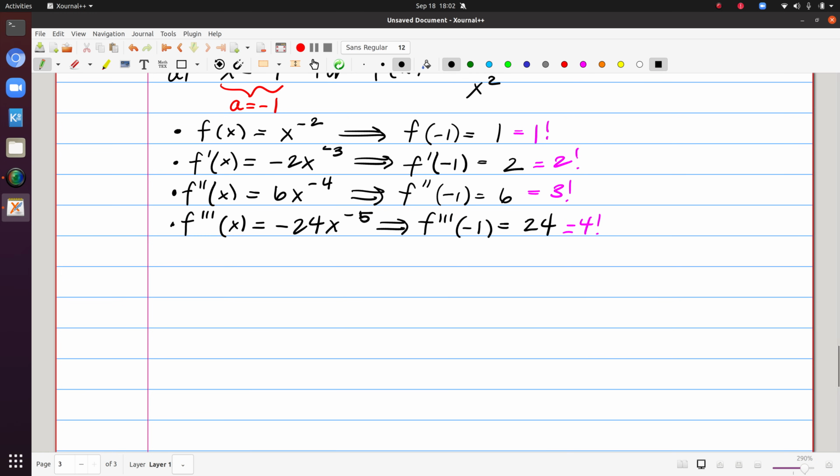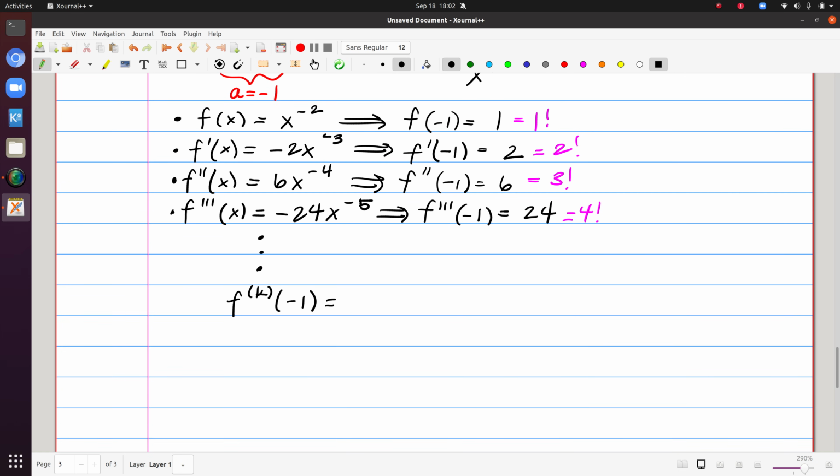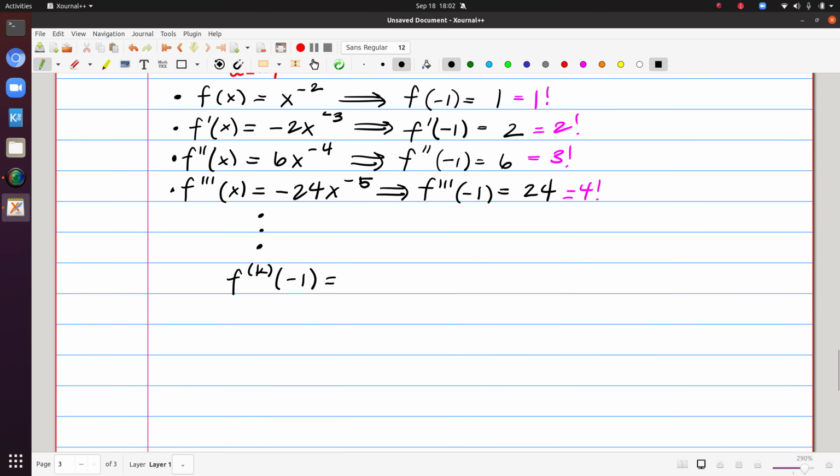So if I'm trying to get to a point where I can find the kth derivative evaluated at -1, I want to follow that pattern and notice that I'm always getting a positive term with a factorial. Now let's think about how that factorial connects to which derivative we're taking. When I found the third derivative, it was the 4 factorial. When I found the second derivative, it was 3 factorial, and so on. So it's actually going to be k plus 1 factorial.